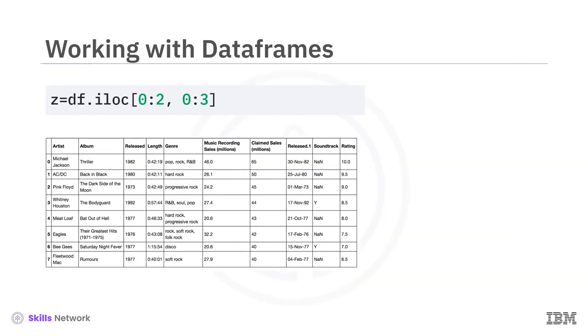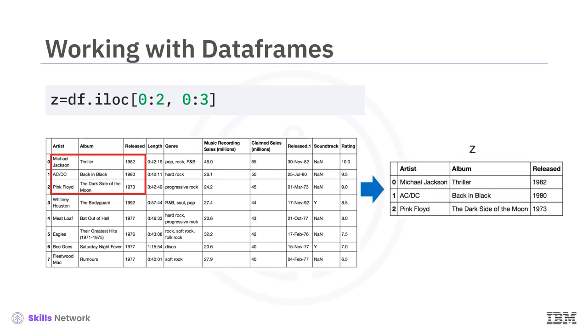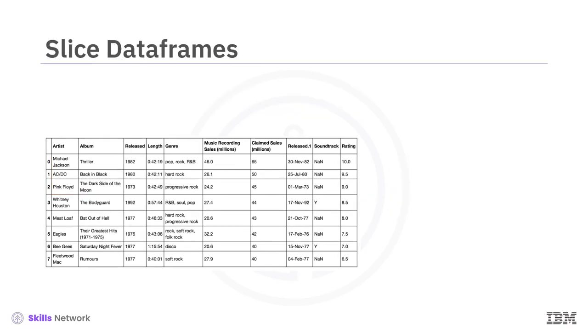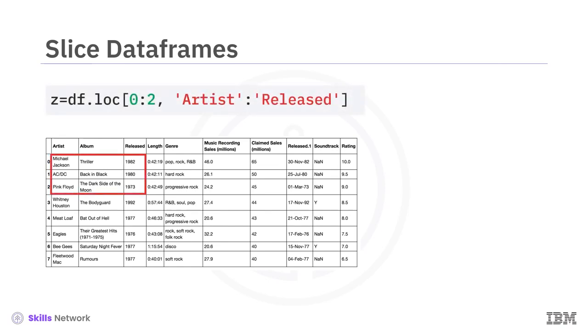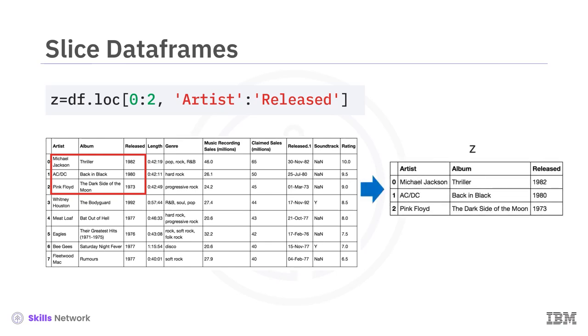You can also slice data frames and assign the values to a new data frame. Assign the first 2 rows and the first 3 columns to the variable z. The result is a data frame comprised of the selected rows and columns. You can also slice data frames and assign the values to a new data frame using loc. The code assigns the first 3 rows and all columns in between the columns named artist and released. The result is a new data frame Z with the corresponding values. Check out the labs for more examples.